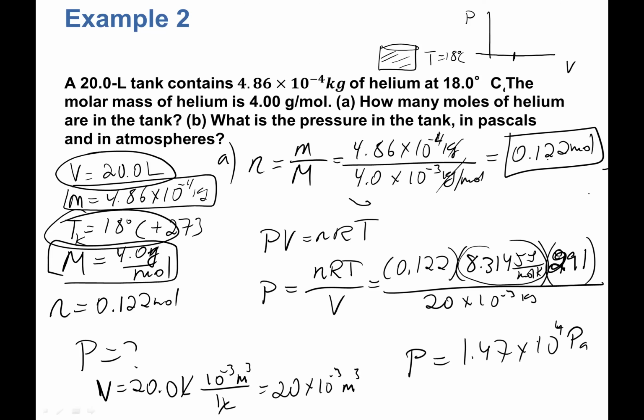Now, we're also told to find it in atmospheres. So one thing you do here is take that number, 1.47 times 10 to the 4 Pascal, and say that 1.013 times 10 to the 5 Pascal is 1 atm, and calculate that. I don't have room for that here, but you should be able to do that calculation and find the pressure in atmospheres.